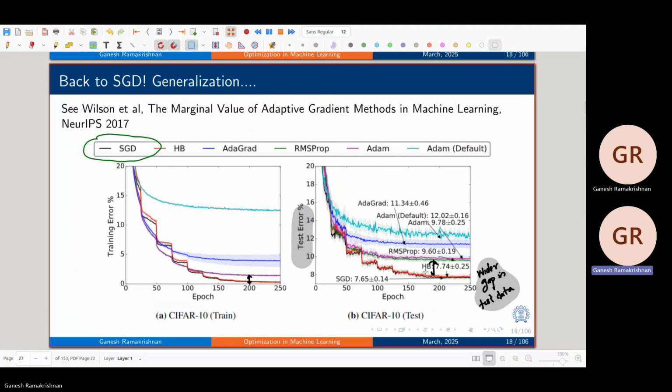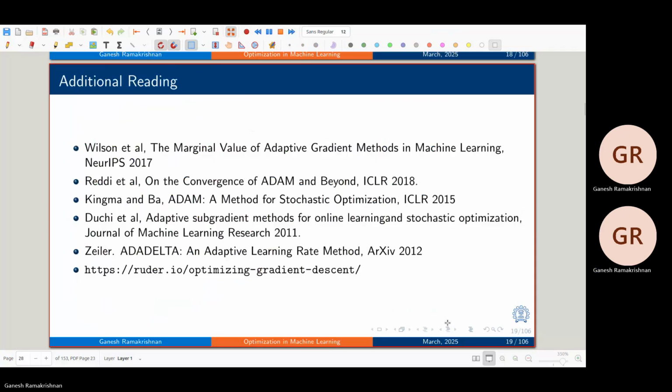You have all these variants: heavy ball has a gap of 7.74, RMSProp has a somewhat larger one. So basically the gap has increased, and that is what is being highlighted here. The generalization capability may not be the best as you keep adding more complexity to the adaptation process. This is not to discount the fact that heavy ball methods have been effective.